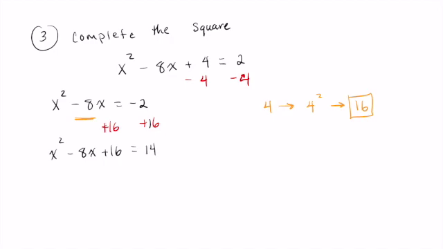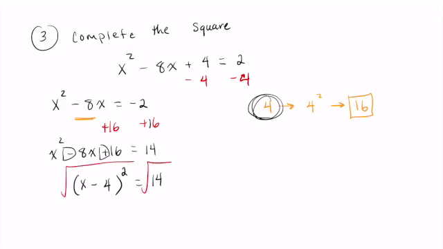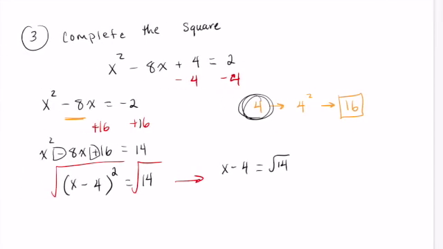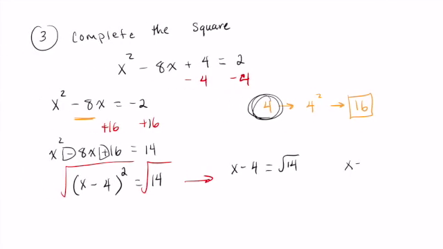At this point, put my x in, my signs are alternating, so it's minus. Half of that b value was 4, squared. I can take the square root of both sides. That gives me x minus 4 equals square root of 14, and then x minus 4 equals negative root 14.